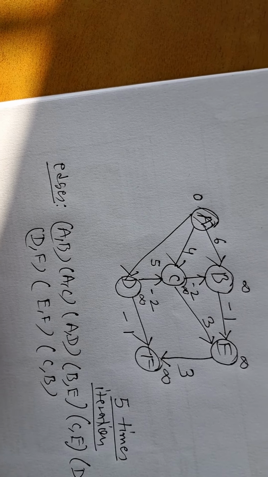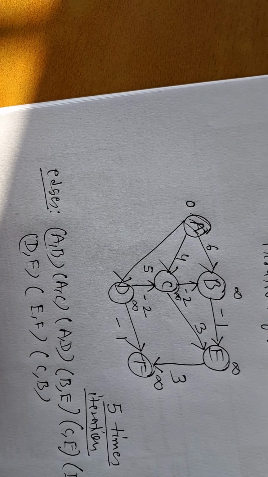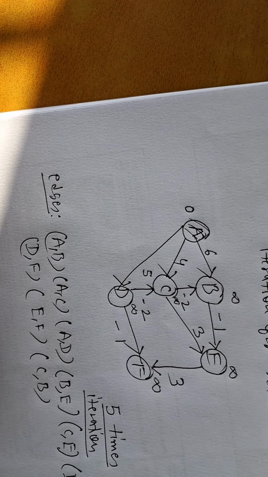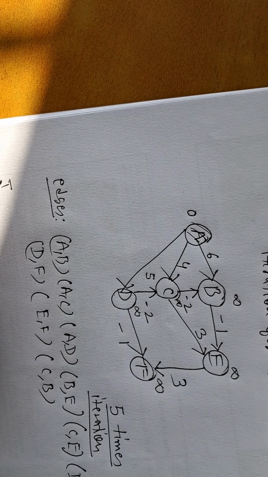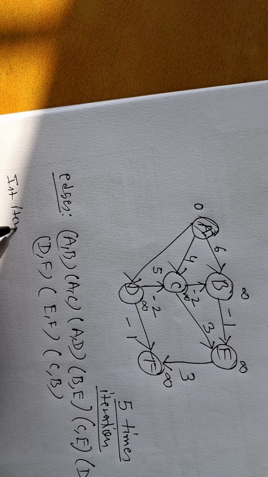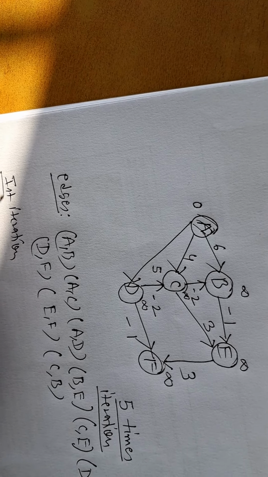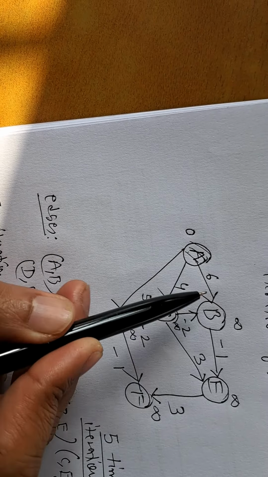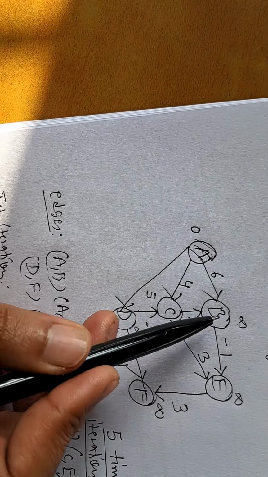So we have updated like this. So this is the first step, and now we will start applying the relaxation rule. In the first iteration, you can see we are iterating over all the edges, starting with 0. Right now the cost of reaching B is infinity.